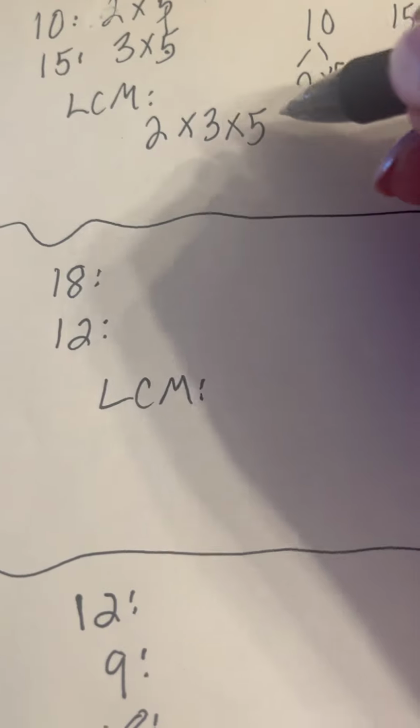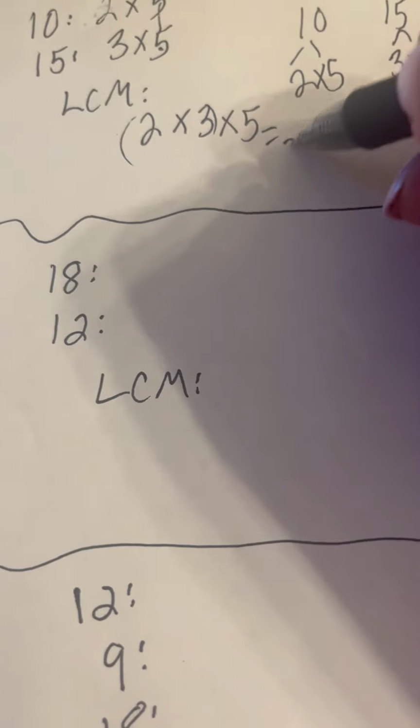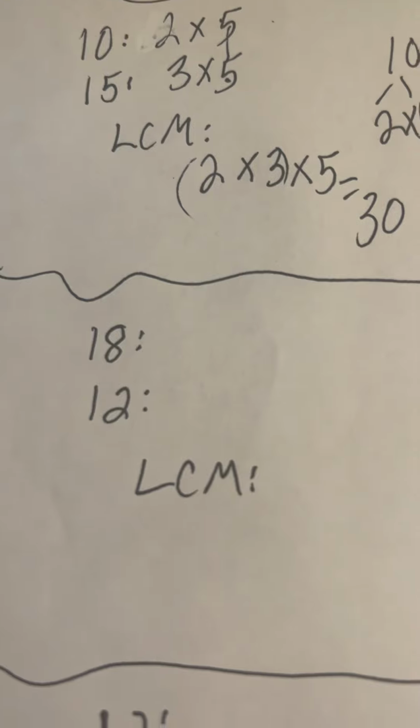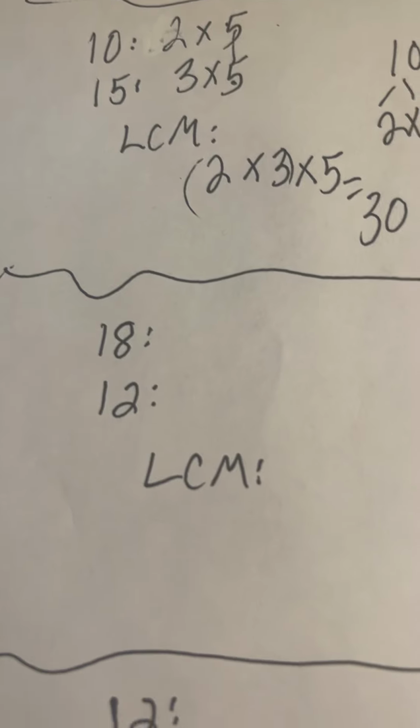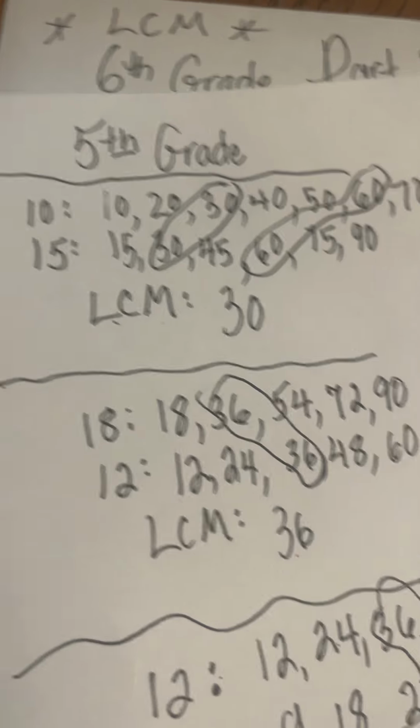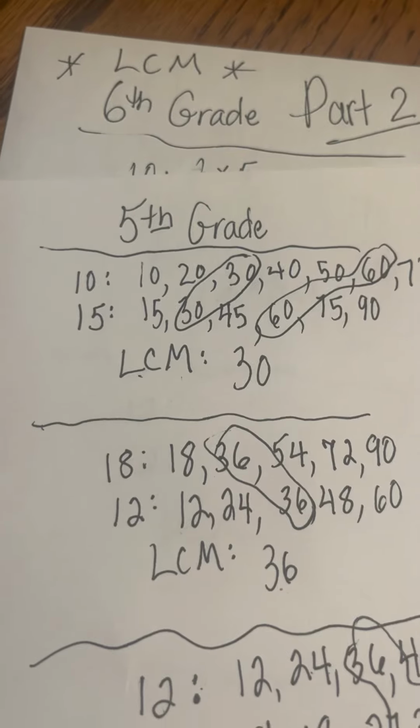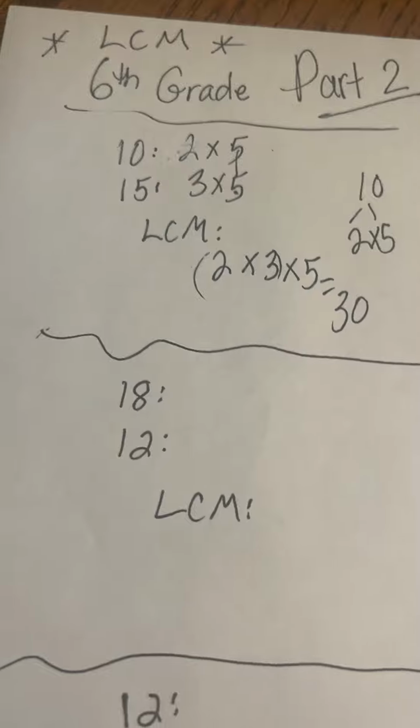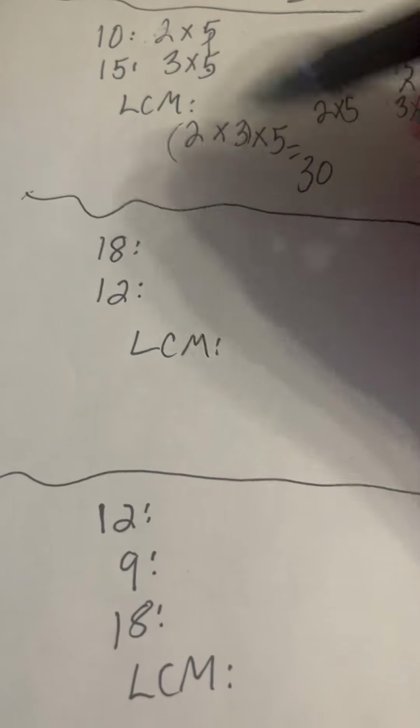Okay, and so we would multiply these. 2 times 3 is 6, times 5 is 30. We can go back to what we did in the 5th grade lesson, and we found out the least common multiple by finding the multiples was 30. That's the difference between 5th and 6th grade math. We use the exponents in 6th grade, and we use this method.